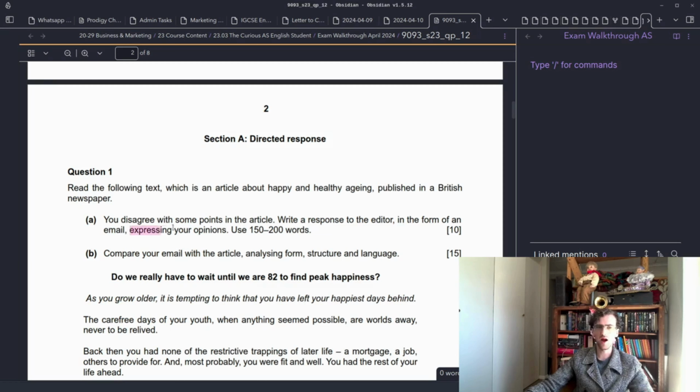So our goal is to express our opinions, but they don't tell us to what end. We want to express our opinions, but why? What is the point of expressing our opinions? We could want to express our opinions just so that they're stated, or we might want to express our opinions so that we can inform people. We might want to persuade people. So I feel like we have a bit of leeway there. And then we need to use 150 to 200 words.